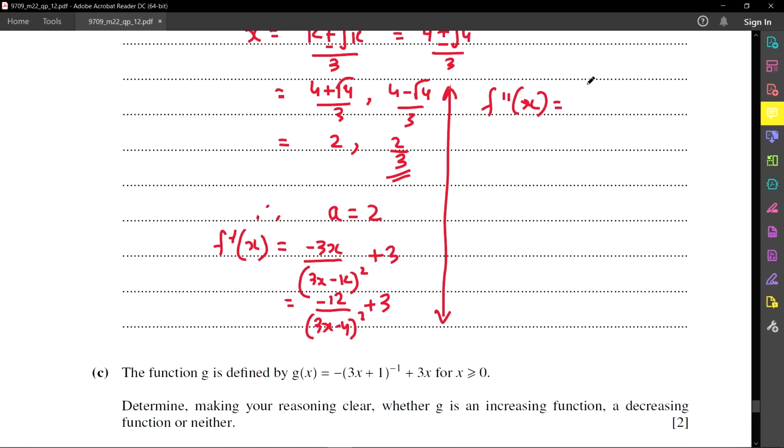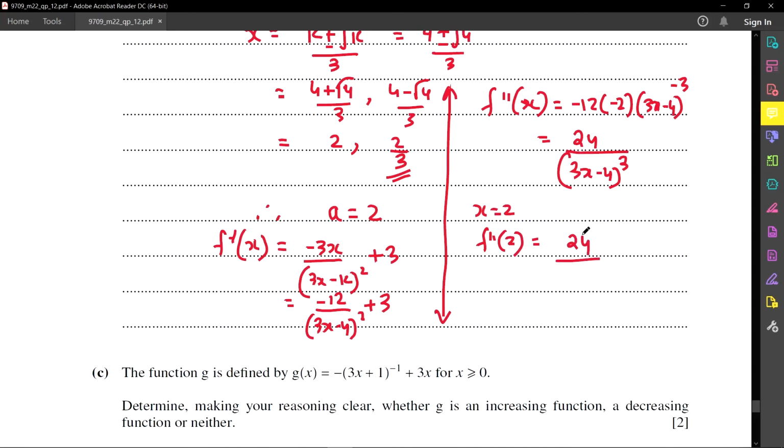So here you get minus 12 into minus 2 into 3x minus 4 whole power minus 3, and differentiation of 3 is 0. So therefore this gives you 24 by 3x minus 4 whole cube. So when you plug in x equal to 2 in this, f double dash of 2 will be 24 by 3 2s are 6, 6 minus 4 is 2, 2 cube is 8.